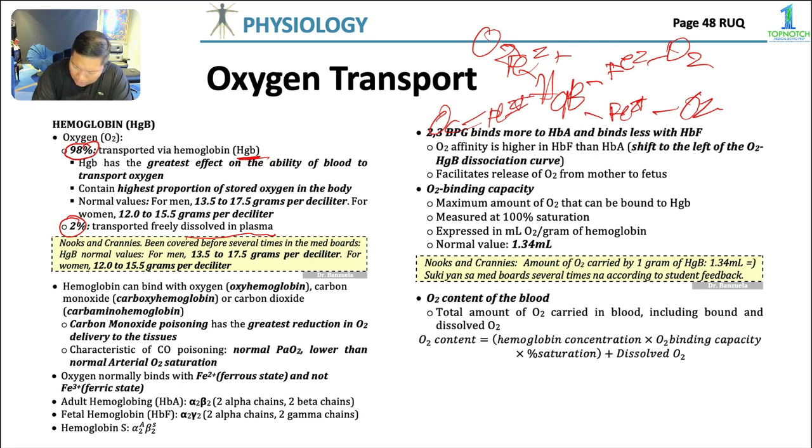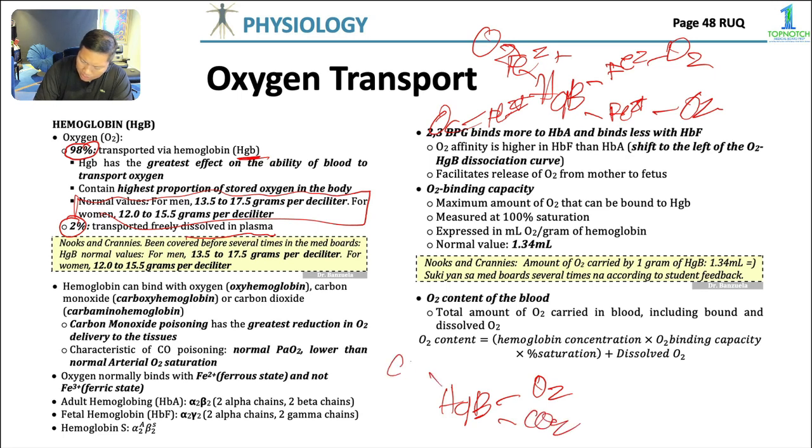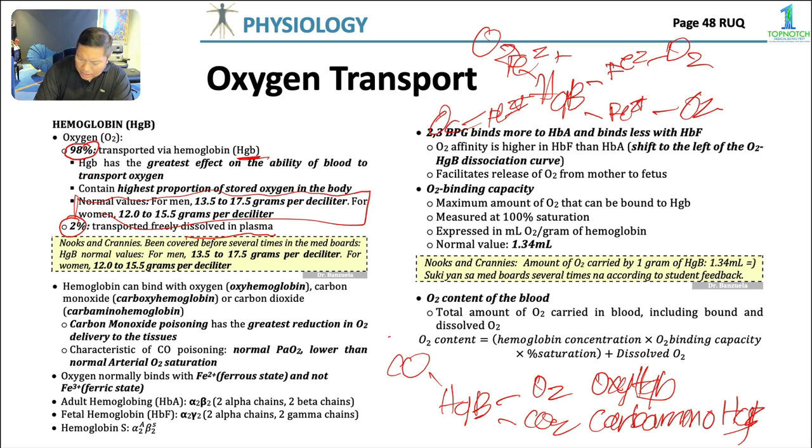So, the normal values for your hemoglobin, previous board exam questions, is 13.5 to 17.5 grams per deciliter, lower in females. Okay? Now, kapag ang hemoglobin mo, take note, it can bind with oxygen, or it can bind with carbon dioxide, or it can bind with carbon monoxide. Pag oxygen ang nakadikit, ang tawag natin dyan, oxyhemoglobin. Pag carbon dioxide ang nakadikit, ang tawag natin dyan, carbaminohemoglobin. At pag carbon monoxide ang nakadikit sa hemoglobin, ang tawag natin doon ay carboxyhemoglobin.